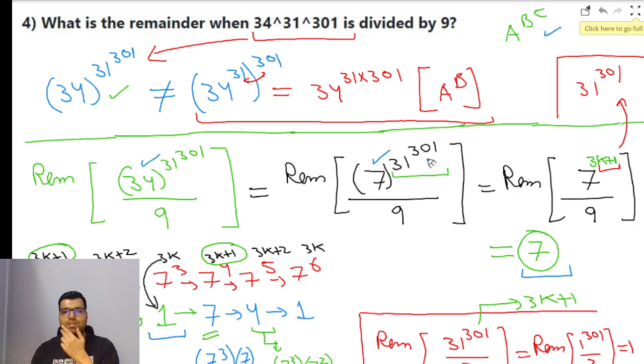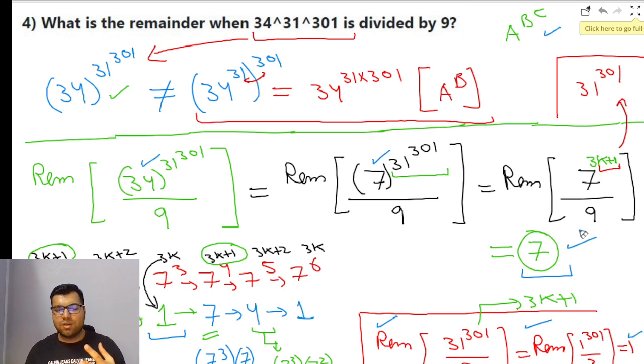So 7 raised to power something. I observed the pattern for 7 raised to power 1, 2, 3. Whenever we have the power in the 3k plus 1 form, the remainder with 9 is 7. If 3k plus 2 form, the remainder with 9 is 4. And in 3k form, the remainder with 9 is 1. So 741 is repeating. Basically I had to check the form of the power, that is, what remainder it gives with 3. It was giving a remainder of 1 with 3, which was visible from this simple calculation. Therefore the power is of the form 3k plus 1, which means the remainder will be 7. So the answer is 7. I hope, students, this is clear.